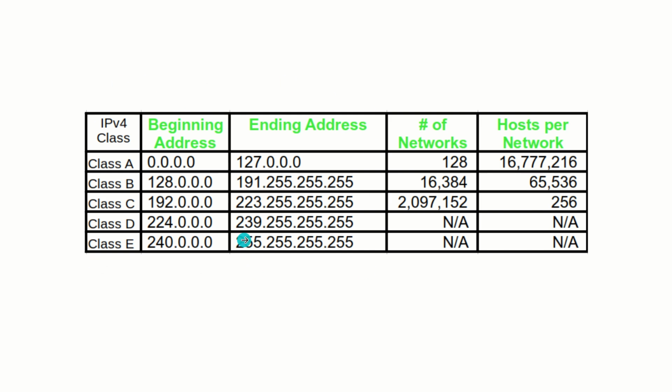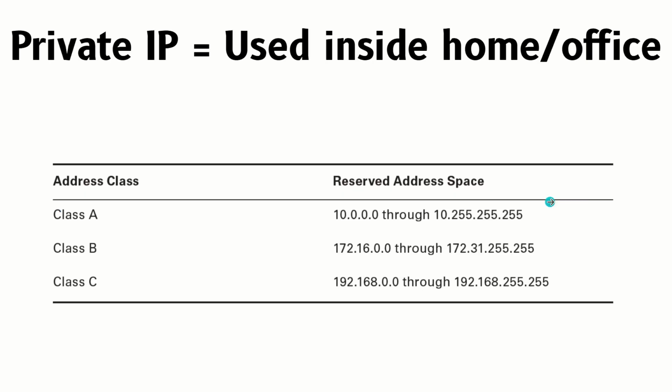You can see we have the ranges: beginning address, ending address, number of networks, number of hosts. As I've already stated, A gives us the highest number of hosts and C gives us the least number of hosts. At the end, we are representing here the private IP ranges.